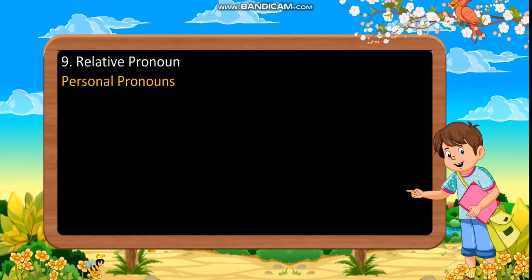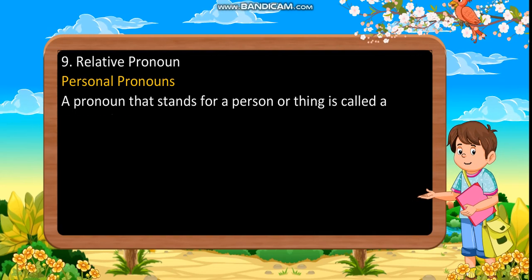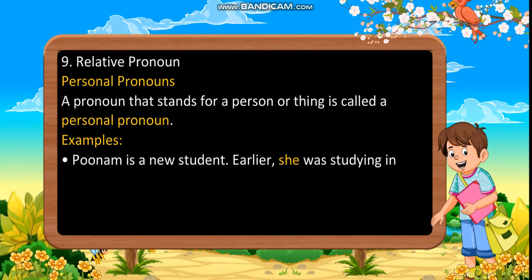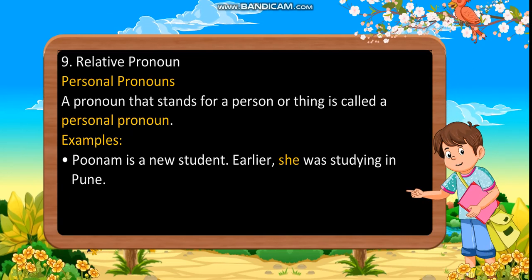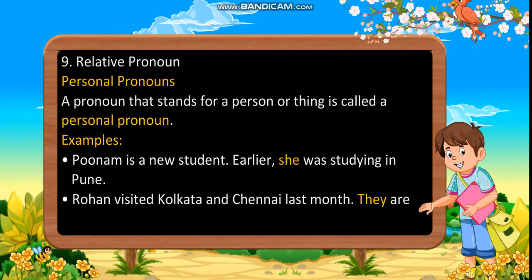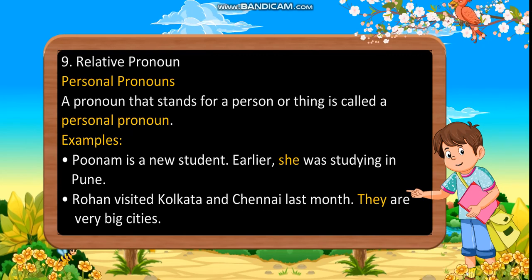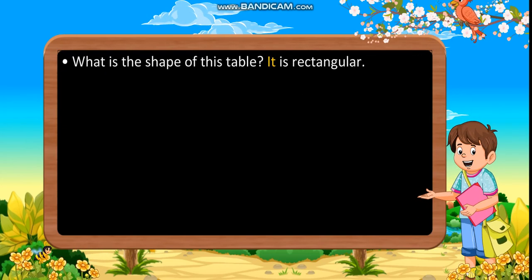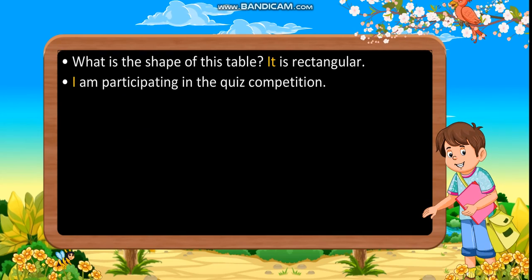Personal pronouns. A pronoun that stands for a person or thing is called a personal pronoun. Examples: Poonam is a new student. Earlier, she was studying in Pune. Rohan visited Kolkata and Chennai last month. They are very big cities. What is the shape of this table? It is rectangular. I am participating in the quiz competition.